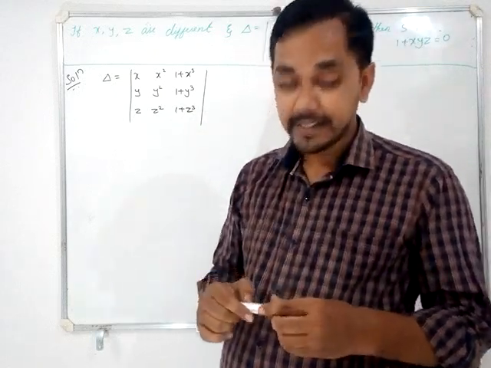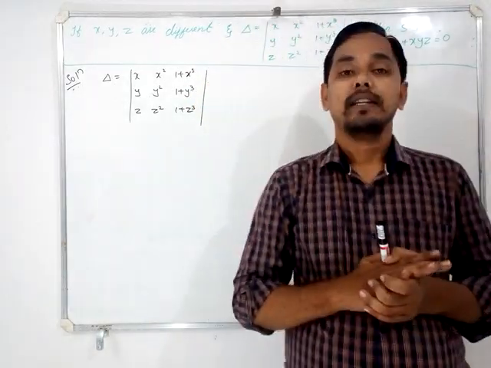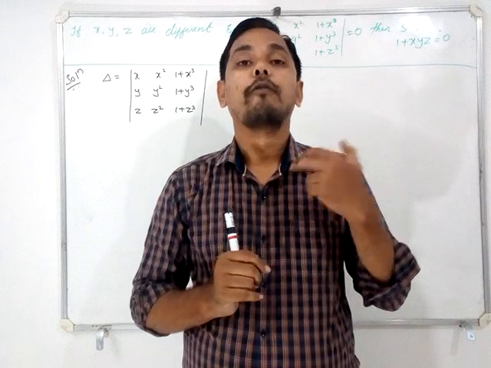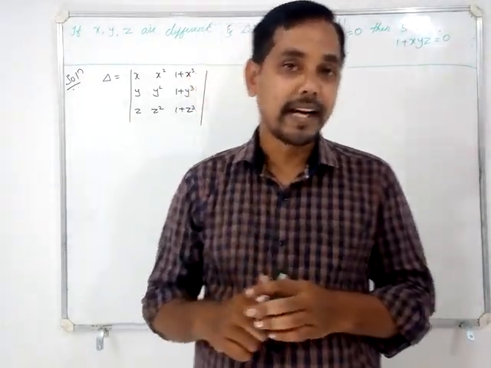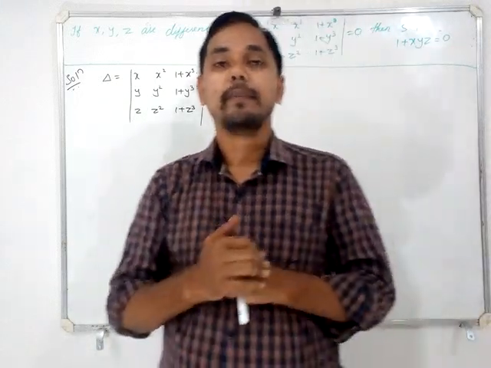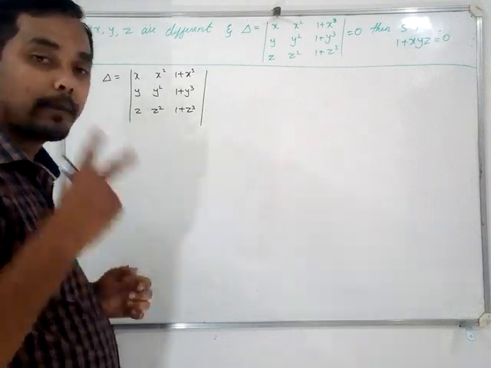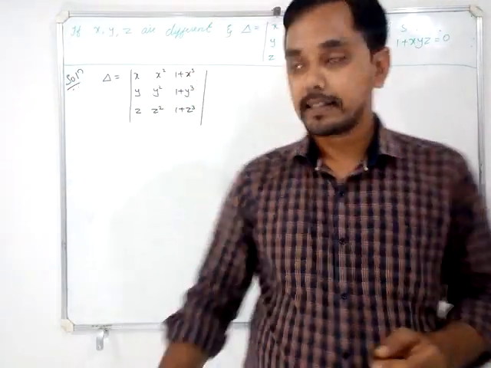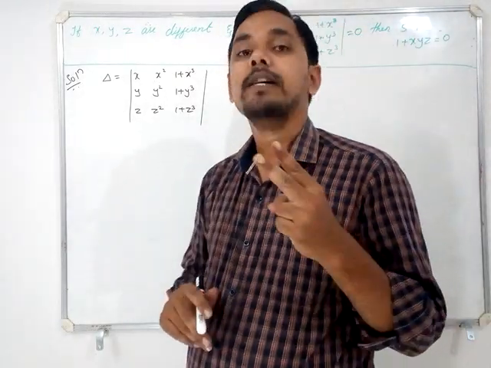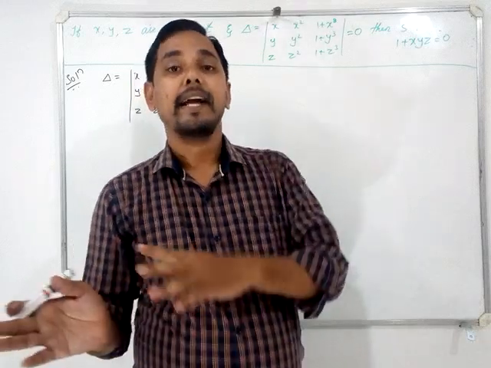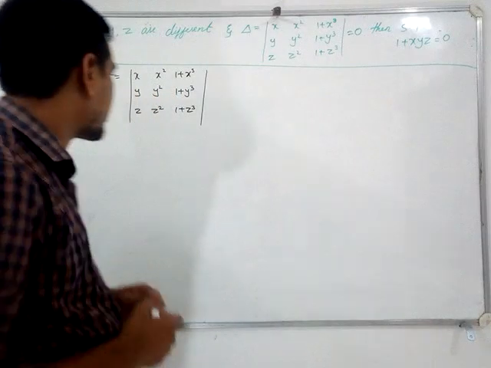So property 5 says that if every element of any row or any column is expressed as a sum of two or more elements, then the whole determinant can be expressed as a sum of two or more determinants, right? So we can express this whole determinant as a sum of two determinants. Why? Because each and every element of the third column is a sum of two numbers, so we can express the entire determinant as a sum of two determinants. So let's see how to express that.